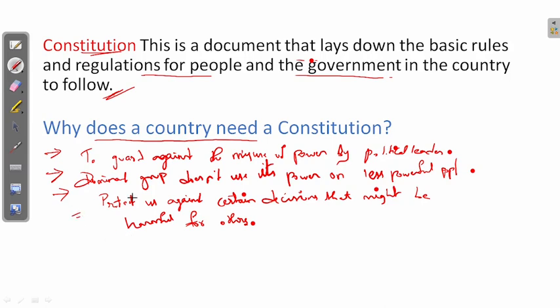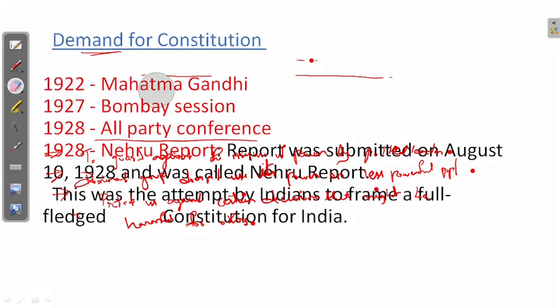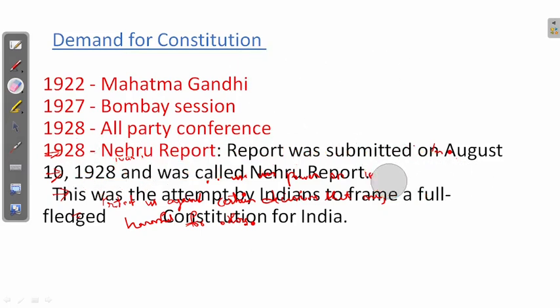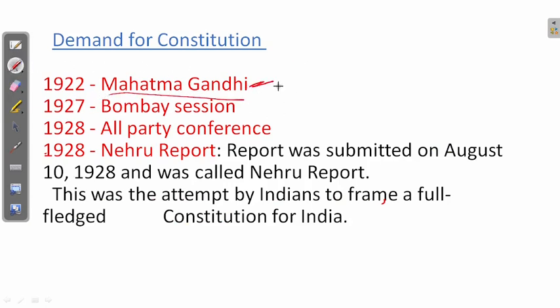Next, we'll see the demand for the Constitution. In 1922, Mahatma Gandhi put forward the demand that India's political destiny should be determined by the Indians themselves. Next, in 1927, at the Bombay session, Motilal Nehru moved a resolution calling upon the Congress Working Committee to frame the Constitution of India.